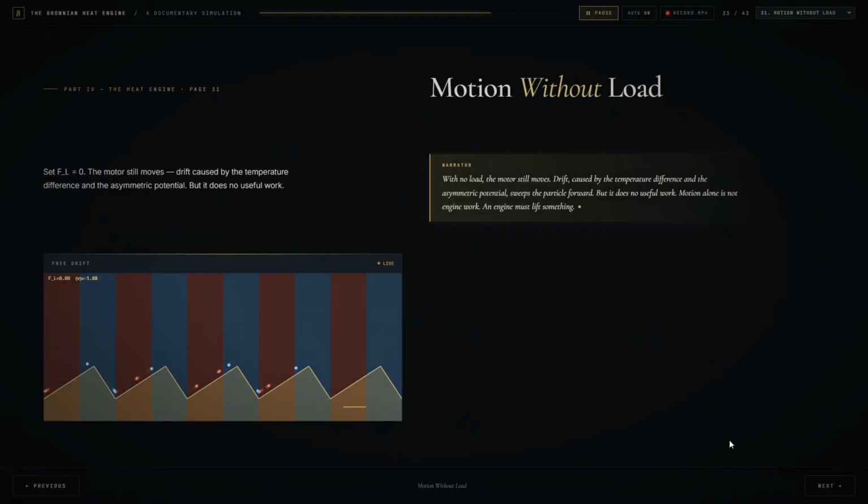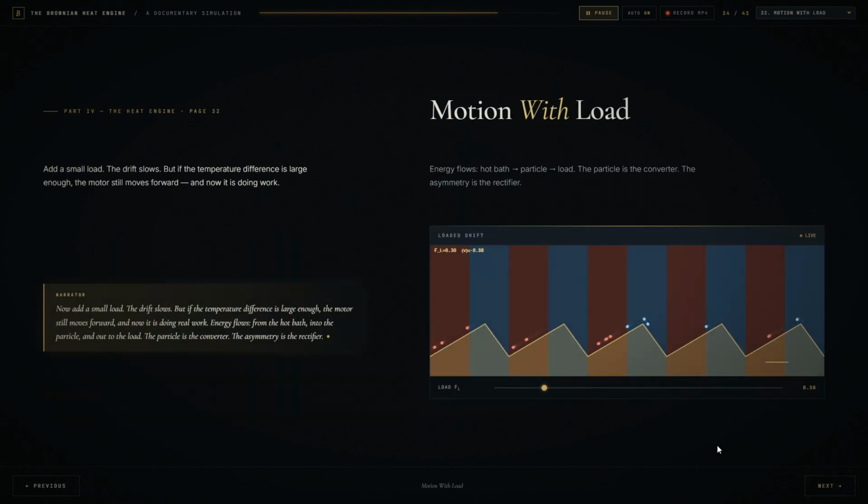With no load, the motor still moves. Drift, caused by the temperature difference and the asymmetric potential, sweeps the particle forward. But it does no useful work. Motion alone is not engine work. An engine must lift something.